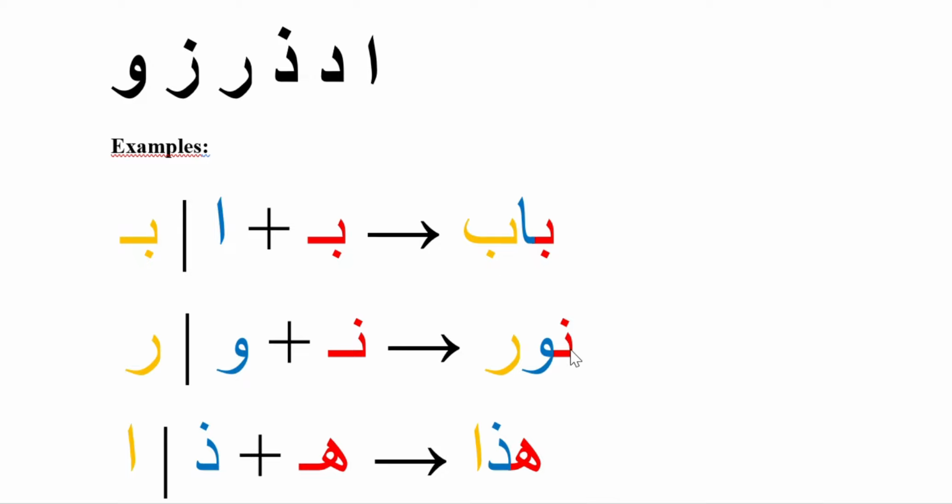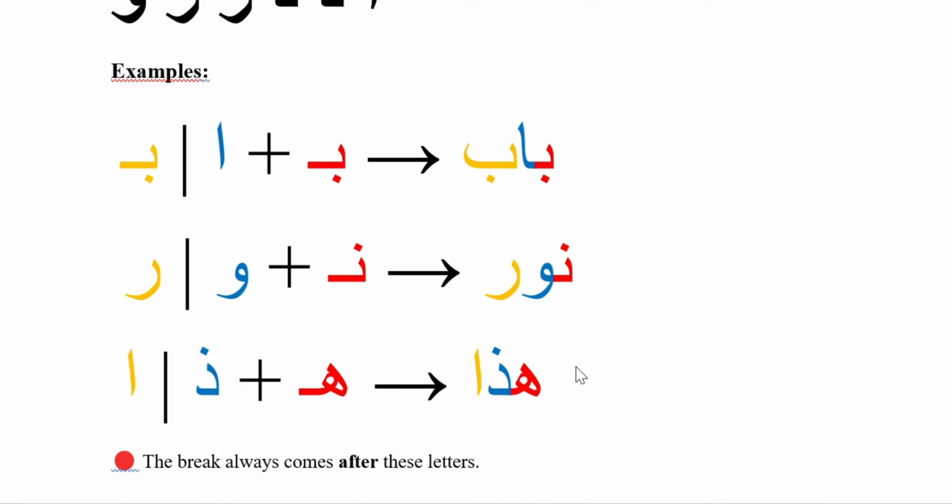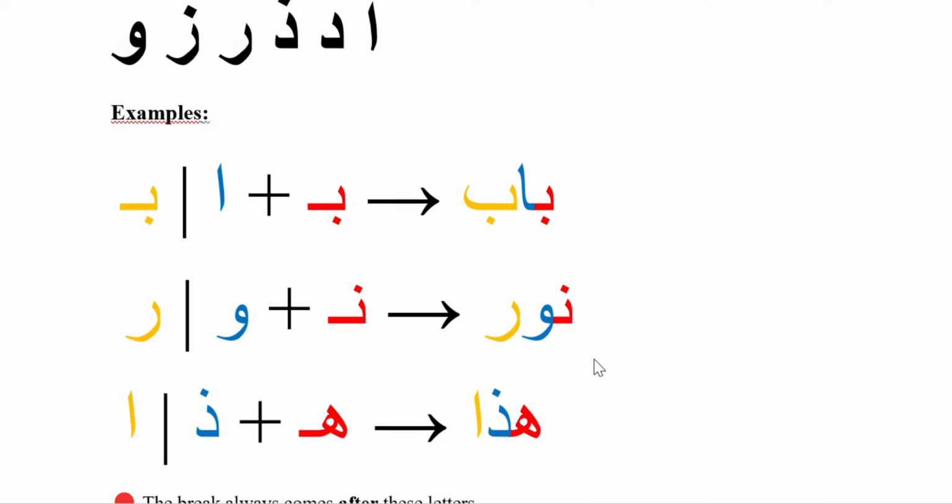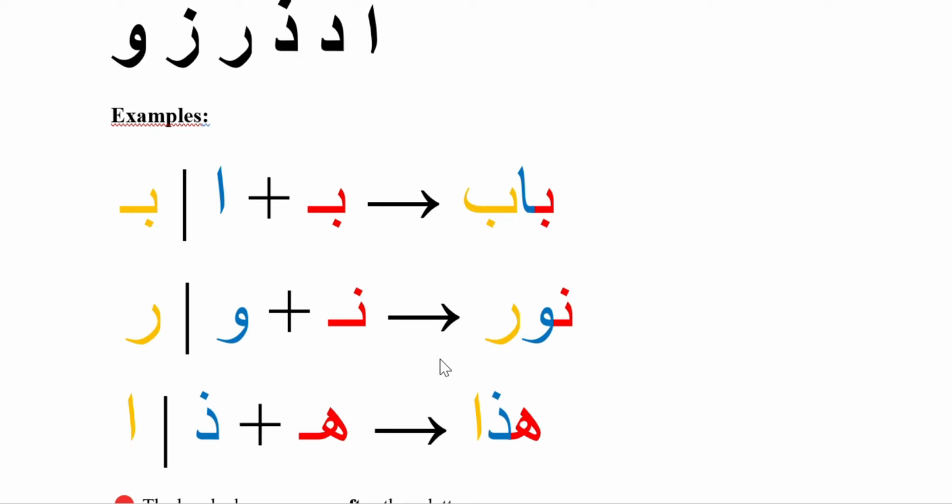Bab. We have also here noor. Noor, which means a light. After waw, as you see, the next letter is not connected. Noor. But the letter noon is connected to waw. So after alif, dal, zal, ra, zai, and waw, the next letter is not connected. We have here هذا, which means this. As you see, the letter zal here: after the letter zal, we do not connect the next letter. هذا.